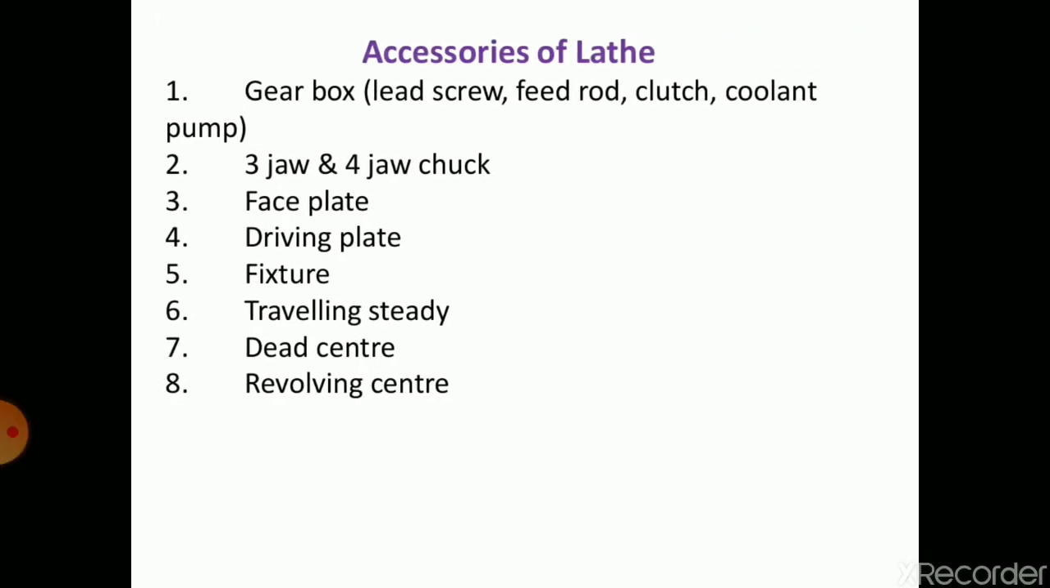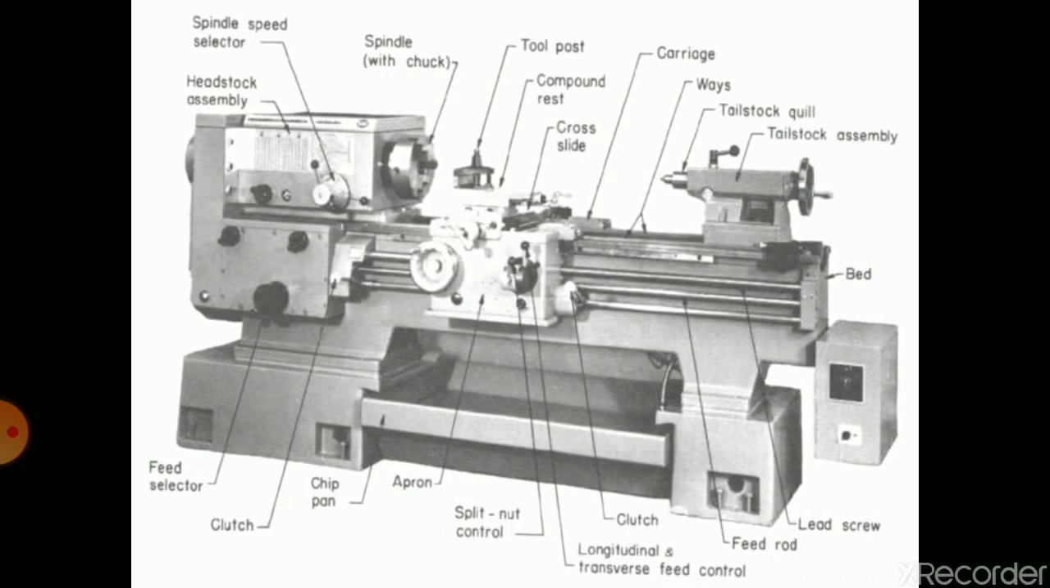Accessories of lathe are gearbox, lead screw, feed rod, clutch, tool and pump. 3-jaw and 4-jaw chucks are used to hold the workpiece. Faceplate, driving plate, fixture, traveling steady, dead center, revolving center. This is a lathe machine with all its parts showing.